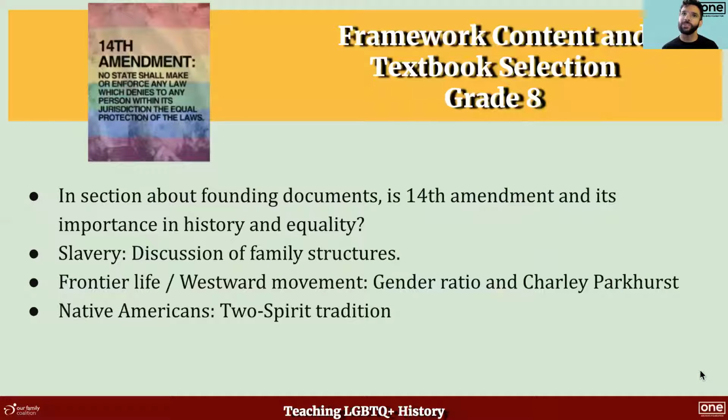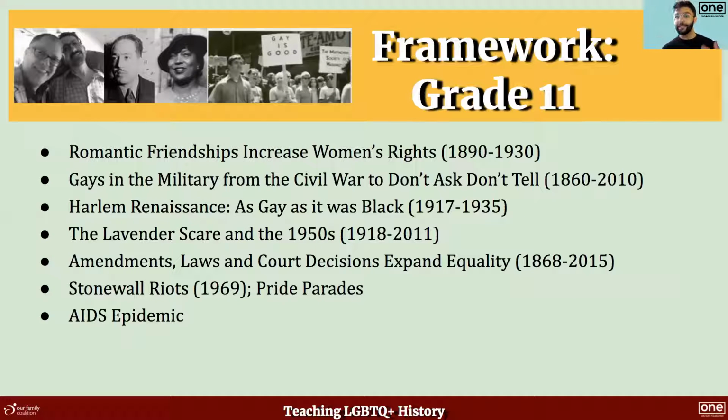So some questions to consider are, in the section about founding documents, is the 14th Amendment and its importance in history and equality included? When it comes to slavery, is there discussion of family structures, as I mentioned, and gender roles and gender ratio when it comes to frontier life? And of course, Charlie Parkhurst, whom Rob will talk about shortly, is a perfect example that can be explored in 4th and 5th grade, I want to say, and 8th grade levels about different understandings of gender and what, for example, trans identities may mean.